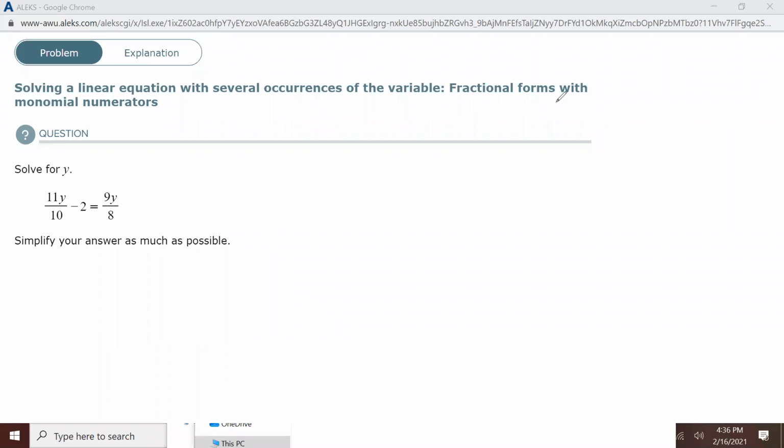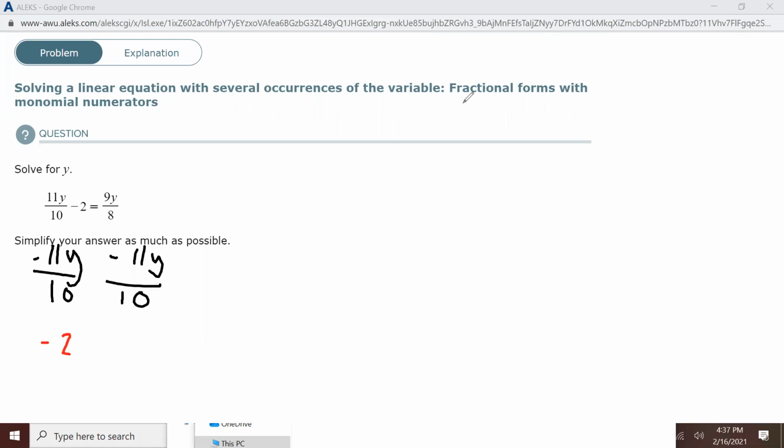On this one, we want to get the variables on the same side of the equation, of course. So I will subtract 11y over 10 from both sides. This isn't the only way to do this one or to start it, but it works well.